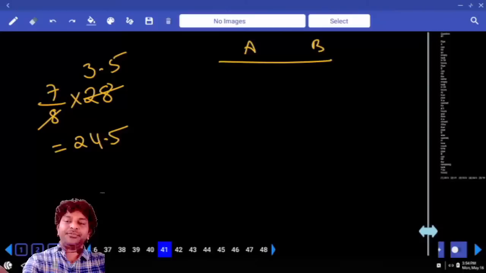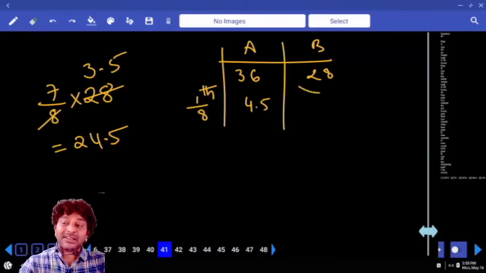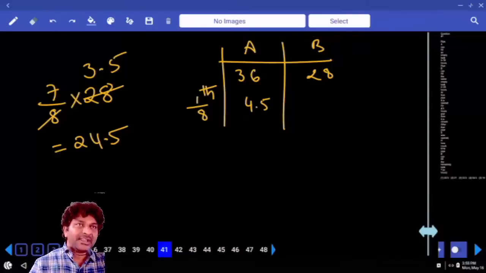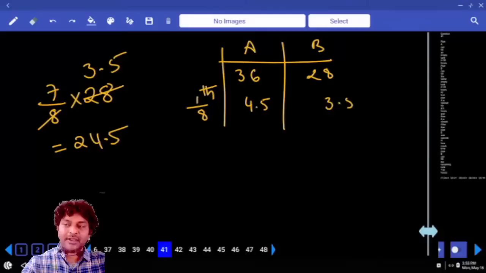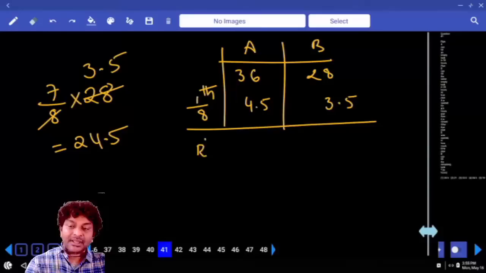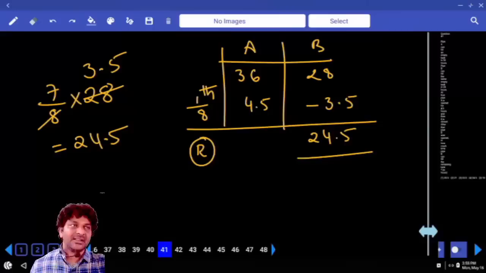A and B to fill the total tank: here it takes 36, here it takes 28. A is opened for how many hours? 4.5. In that time 1/8 of the tank can be filled. If the same 1/8 work is done by B, how many hours does it take? 1/8 of 28 is 3.5. That work is already done, and we were asked to calculate the remaining work. That means you just need to subtract it. 24.5 is the final answer.